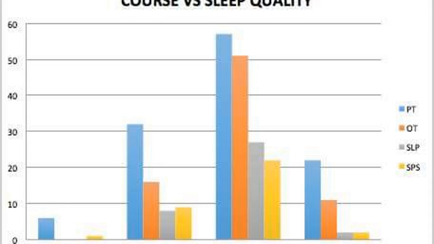Being the most common response regarding sleep quality, 57 students from PT, 51 students from OT, 27 students from SLP, and 22 students from SPS reported fairly good, making it the number one response with 157 respondents. There were 37 respondents for the very good category. 22 of them came from PT, 11 from OT, 2 from SLP, and 2 again from SPS.